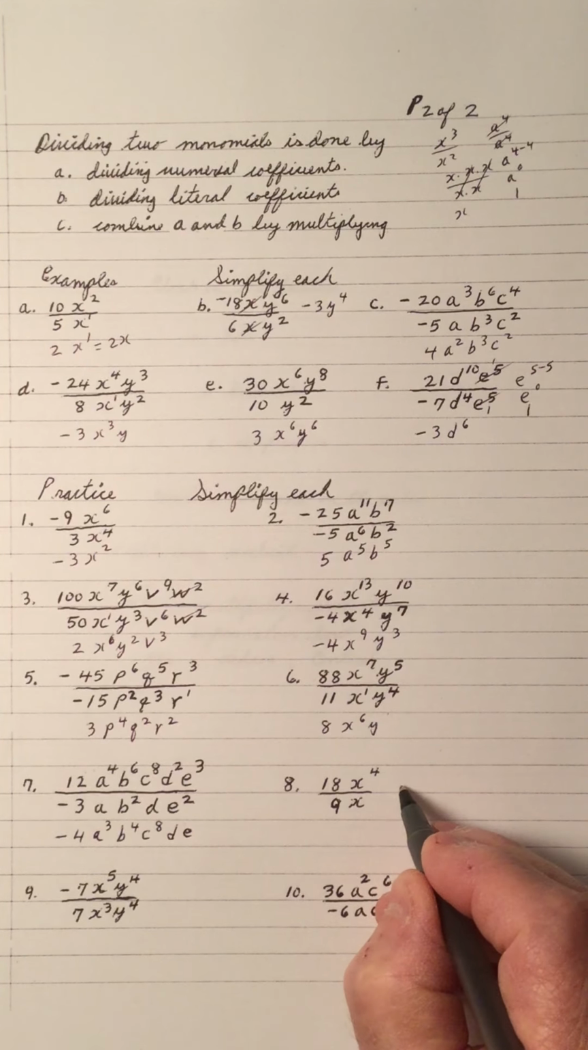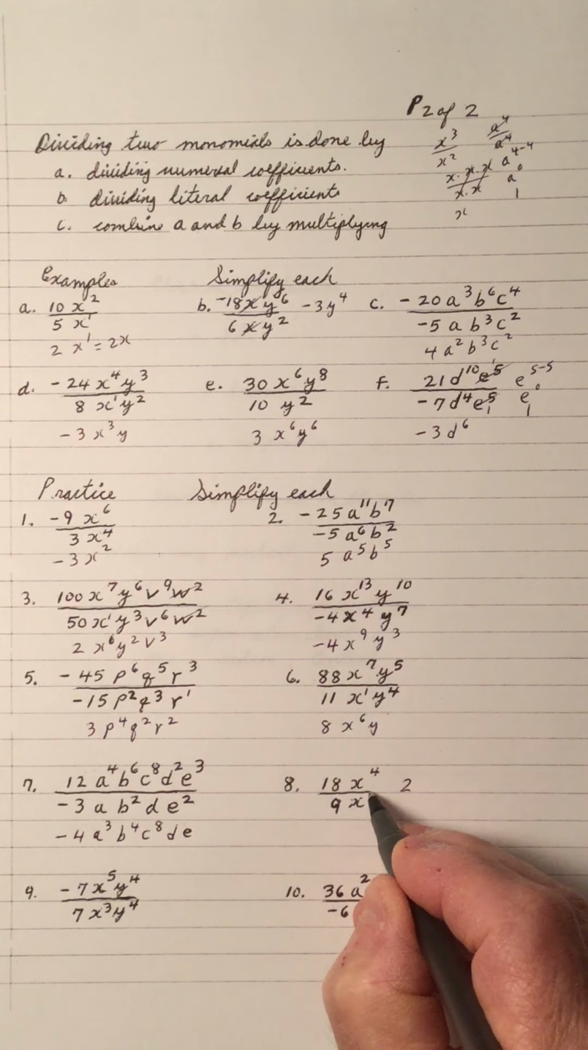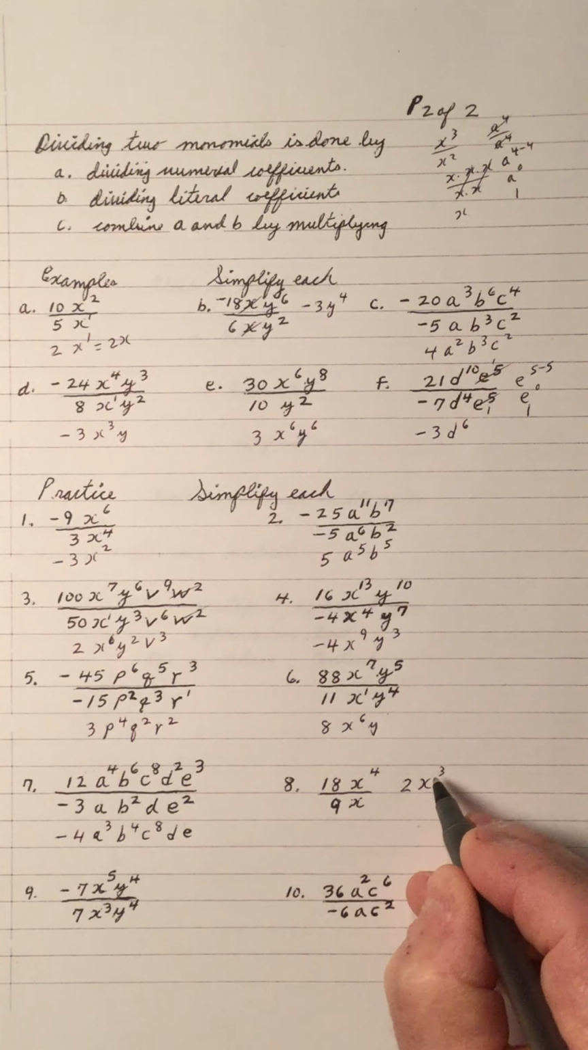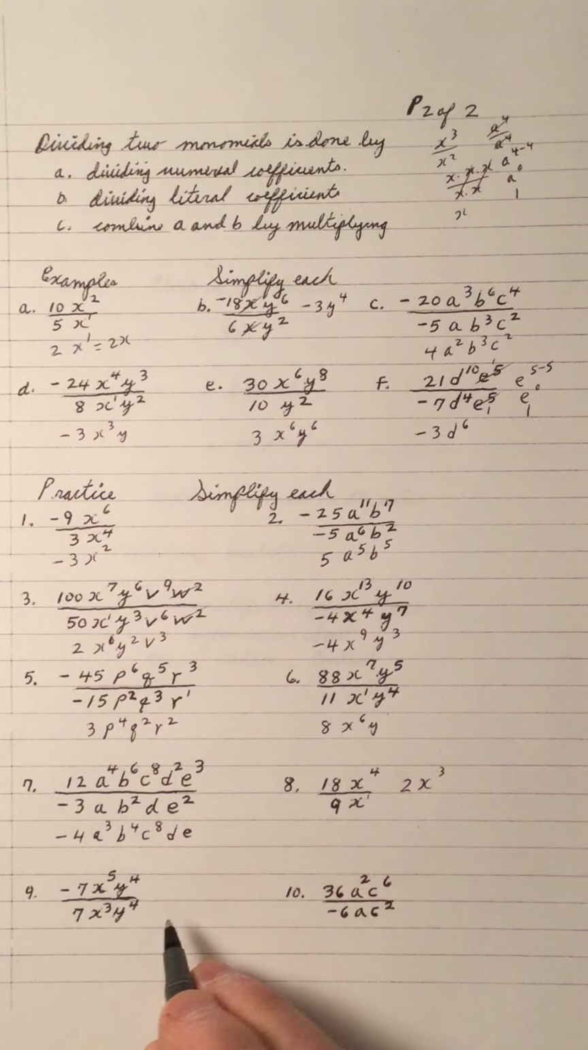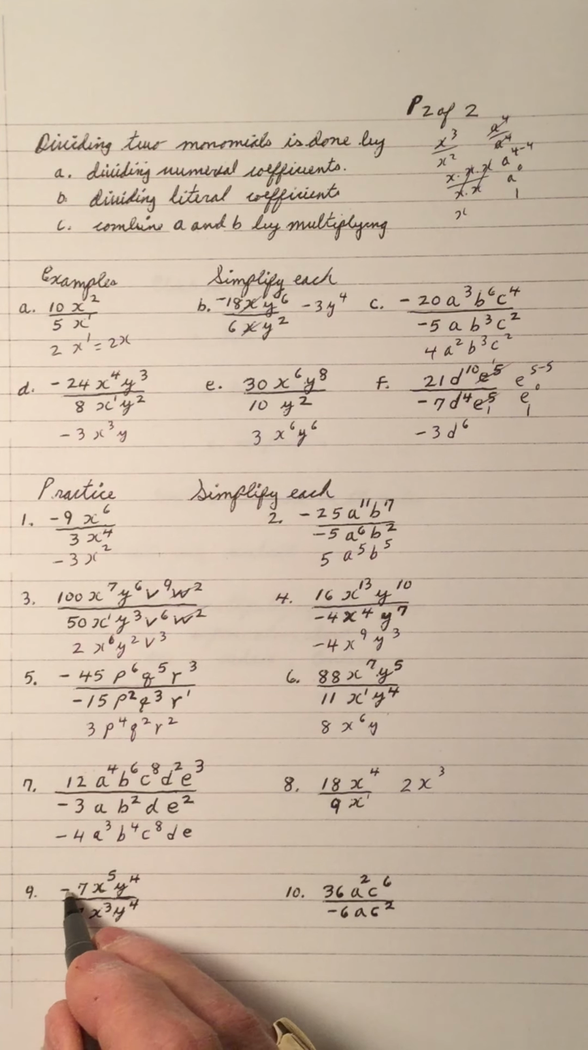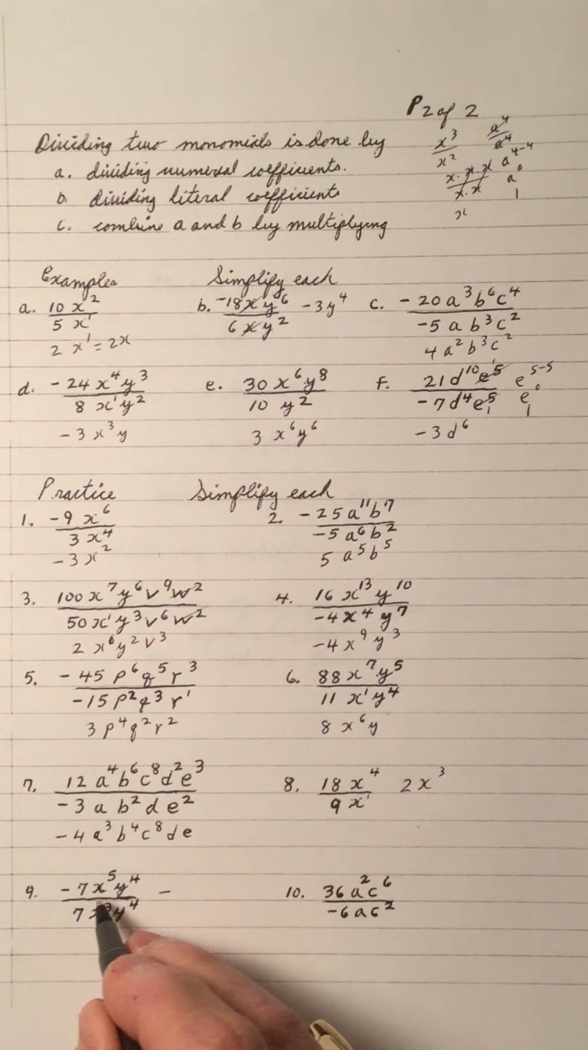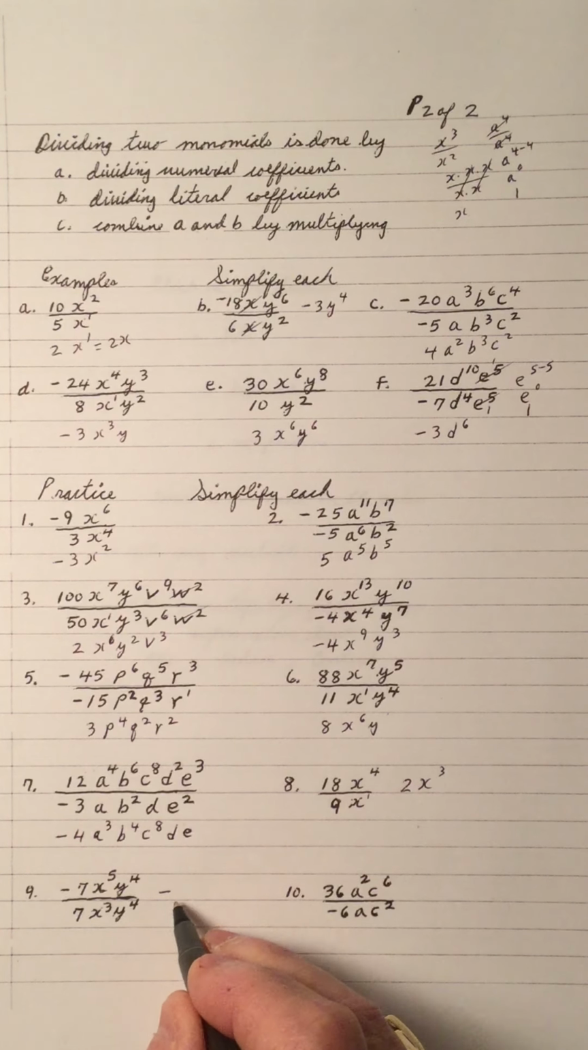18 divided by 9 is 2. And 4 subtract 1 is 3. That's a 1 there, understood. Number 9, negative divided by positive is a negative. 7 divided by 7 is 1.